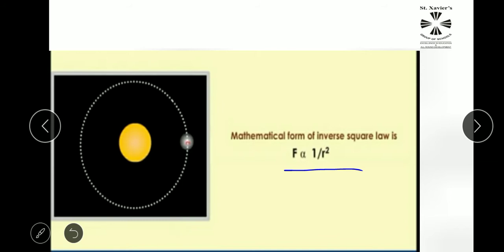That means if the distance increases, the force of attraction or gravitational force reduces, and if distance decreases, the gravitational force increases. This is called the inverse square law, students.